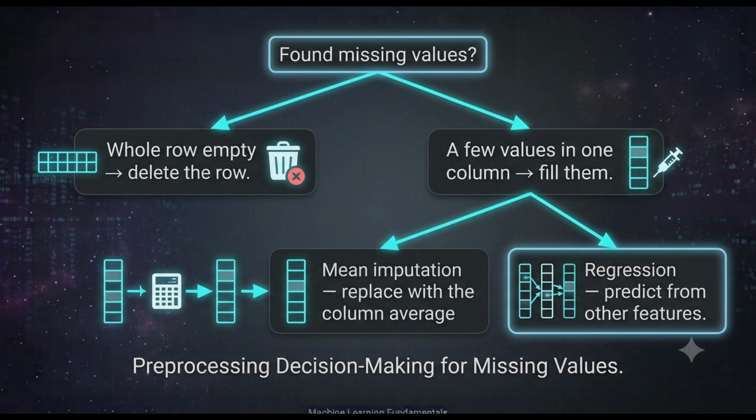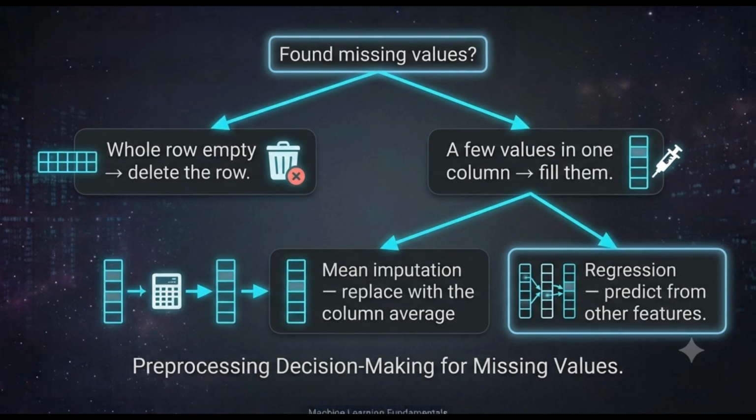The second way is regression imputation, which is more sophisticated. Instead of using a single average, you build a small predictive model that estimates the missing value from the other features in that same row. Mean imputation is the quick default. Regression imputation is the more careful option when the feature really matters.